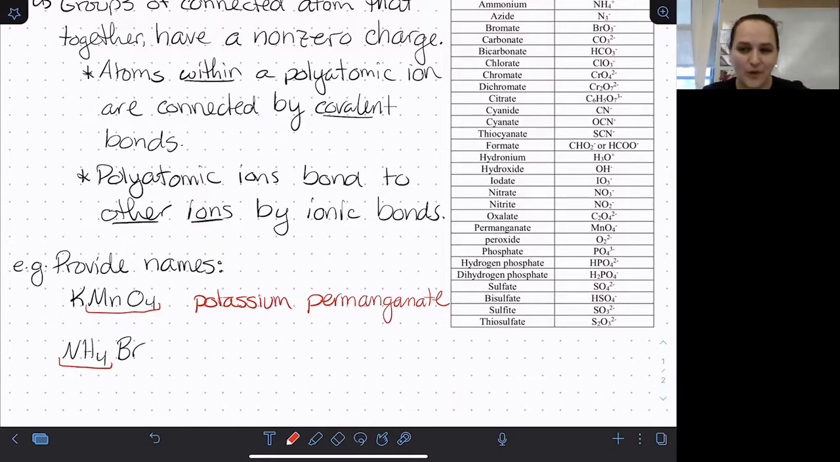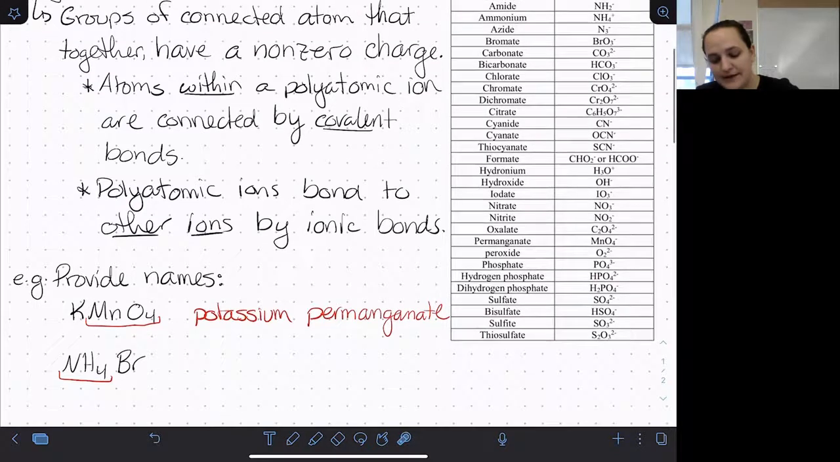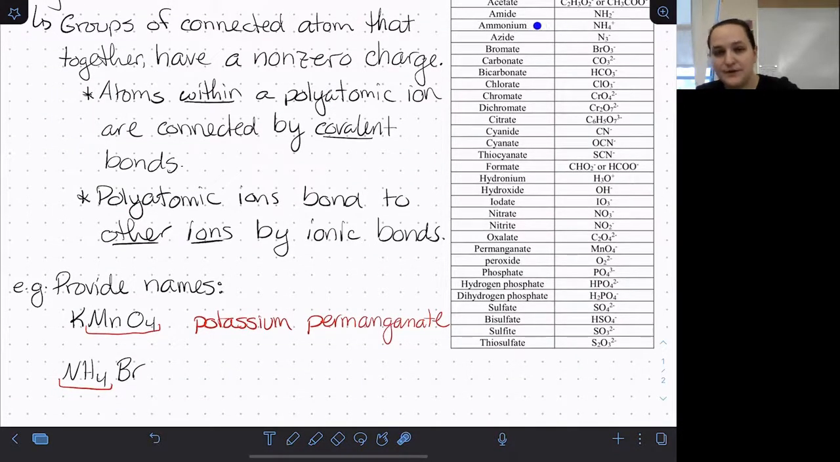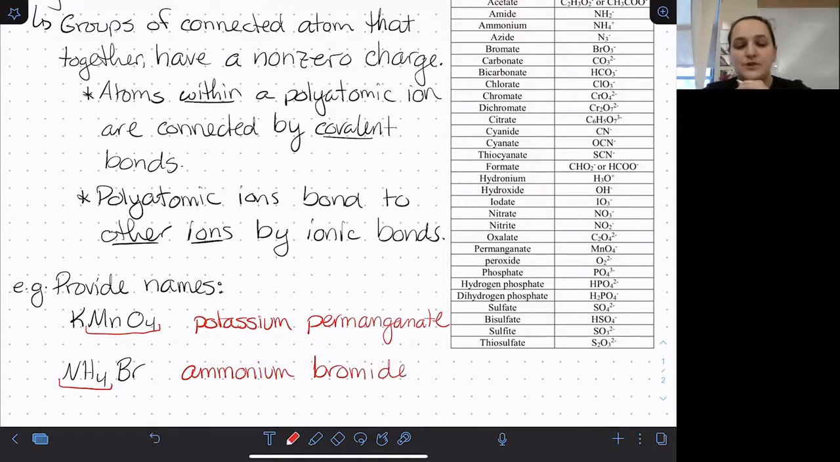So ammonium, NH4, is the one thing to really be on the lookout for that can trip people up, because this is all nonmetals. It seems like it should be covalent, but actually, because NH4 as a group of atoms functions as an ion, this is actually an ionic compound. So as long as we recognize that, we can go find that polyatomic NH4 is known as ammonium. So we name our cation first, just like we always do, and then we name our anion. It's just bromine as a negative ion, so we change that ending to "ide." So this would be ammonium bromide.